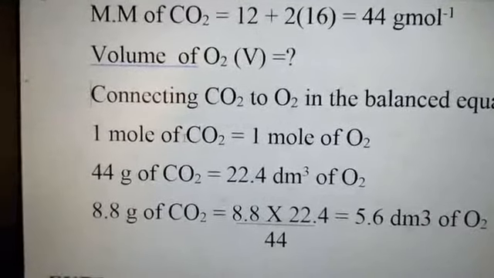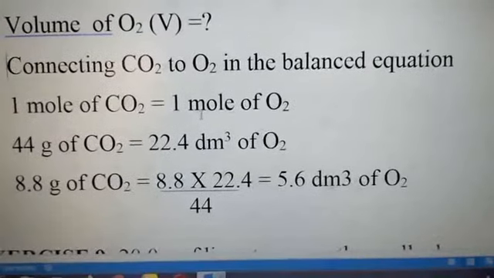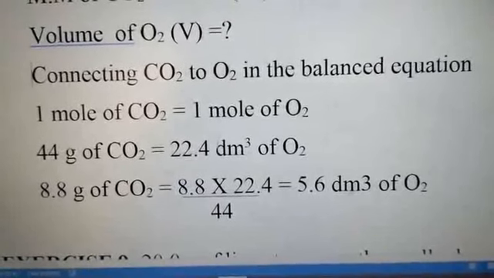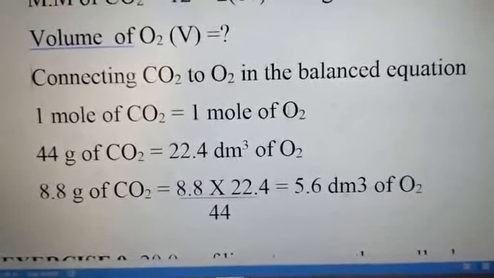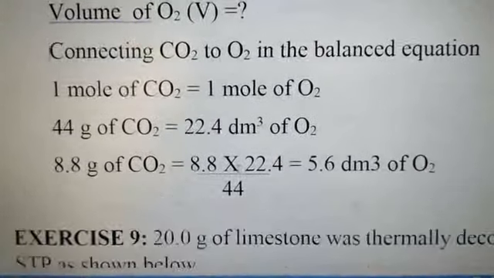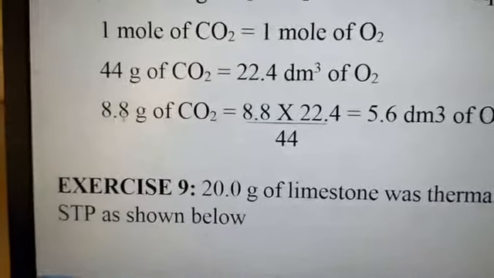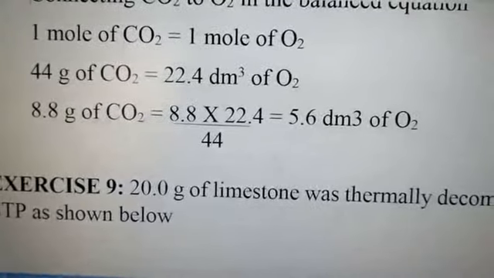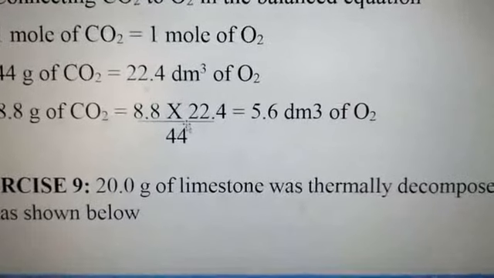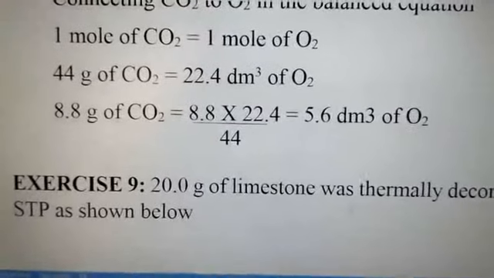And 1 mole of CO2, the molar mass is 44. 44 grams of CO2 gave us, we'll now replace 1 mole of oxygen gas with 22.4 because 1 mole of every gas occupies this volume. Since we're looking for volume, we have to change oxygen to volume, not mass. Then 8.8 grams of carbon dioxide, which is given to us in the equation, will now give us 8.8 times 22.4 over 44. And that probably gives us 5.6 dm cube of oxygen required to burn carbon. So that is the answer to this question.